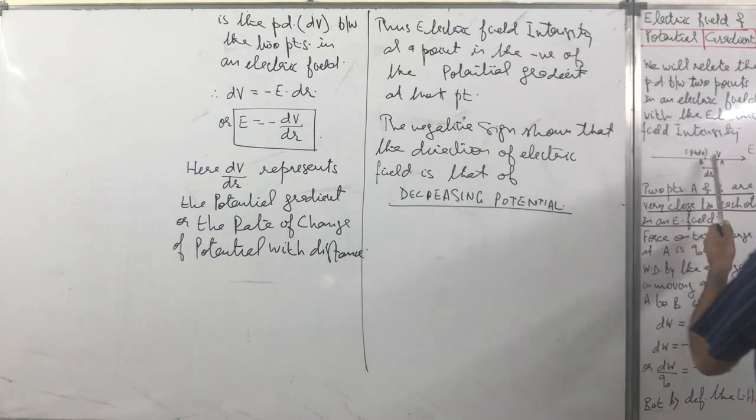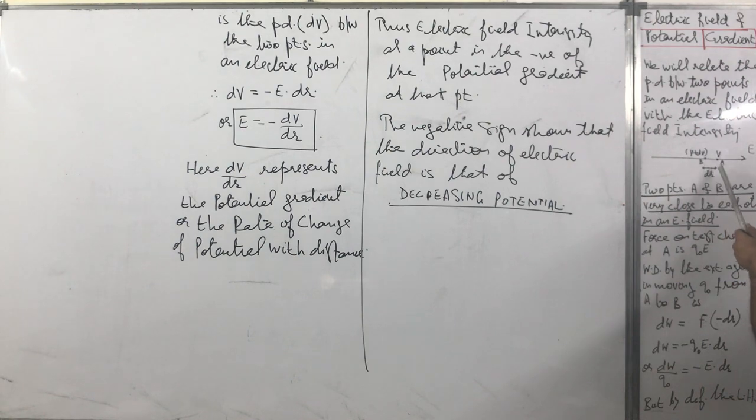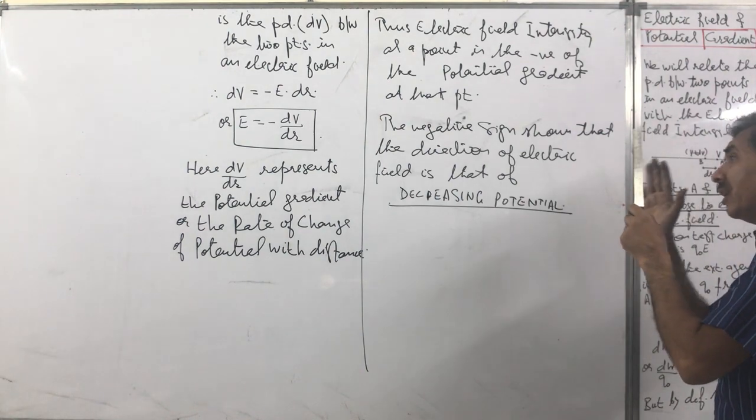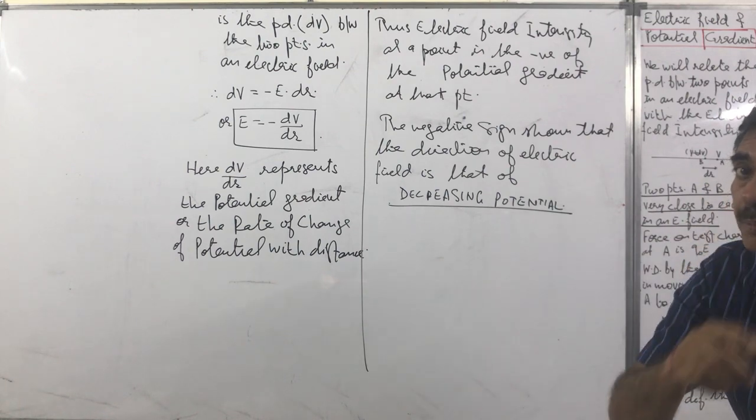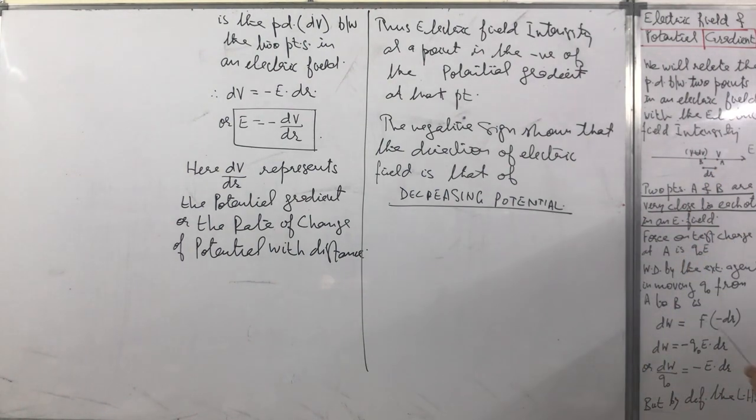We have two points A and B in an electric field. These two points are very close to each other, separated by dr. The potential at A is V and the potential at B is V plus dV. If we have a positive test charge Q0 at A, then work will have to be done against the field by an external agent to move this from A to B. This we know is the potential difference between the two points. This work done is given by F into minus dr, and dW upon Q0 is minus E dr. This is the potential difference between the two points.